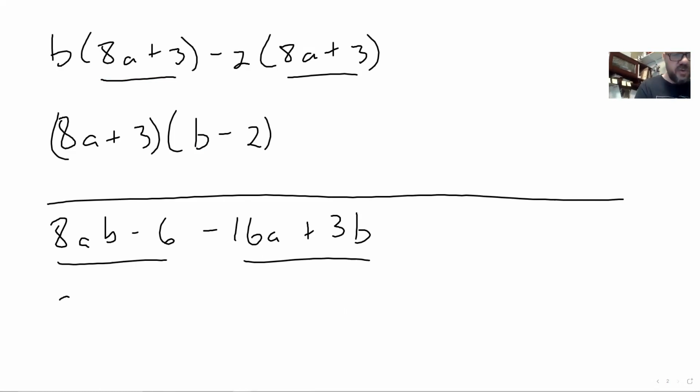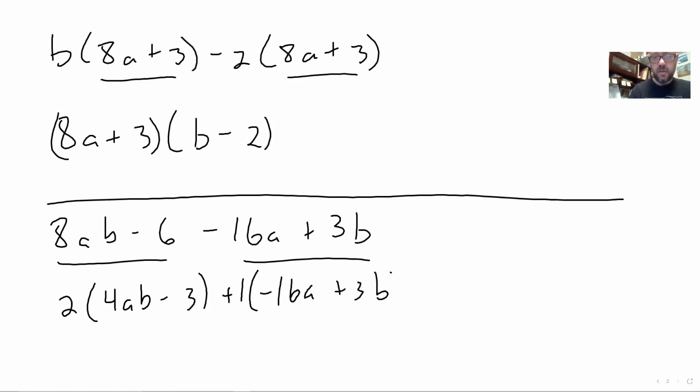I'll pull a 2 out of the first group, 2 times 4ab minus 3. And I will look at the second group and say 16 doesn't have anything in common with 3. A doesn't have anything in common with B. There's actually nothing I can pull out there, which means that I should pull a 1 out. So that's what I'm going to do. I'm going to do plus a 1 times minus 16a plus 3b. And those things inside aren't the same, right? So this and this are not the same. And so I can't factor those two out front because they're not alike. You can only do that if they're the same thing and you're just undistributing, but that's not the case here.